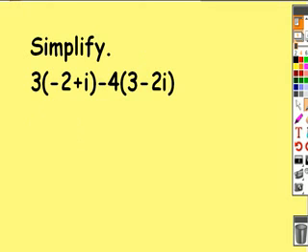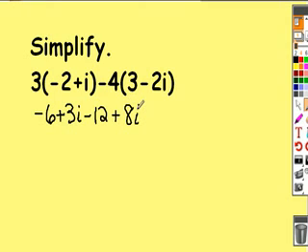With the parentheses, distribute just like you would if you were distributing into any binomial, that means 6 plus 3i. Here you're distributing the negative 4 minus 12 plus 8i. Add the real parts together, add the imaginary parts together.